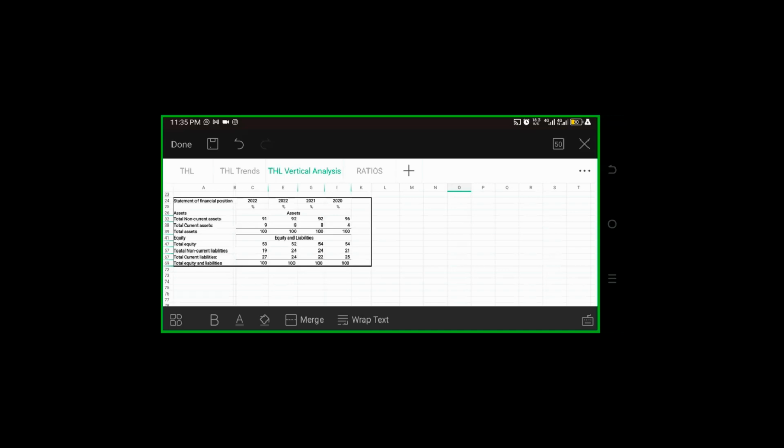So the financing aspect is the equity and liabilities. Over 50% was from equity financing, so that's a good thing. Over 50% was from equity financing, and the rest was from liabilities, both current and non-current. So as it is now, it seems that they have a well-balanced balance sheet.